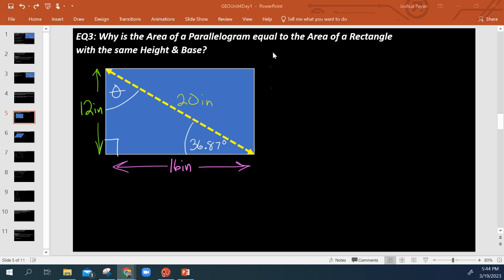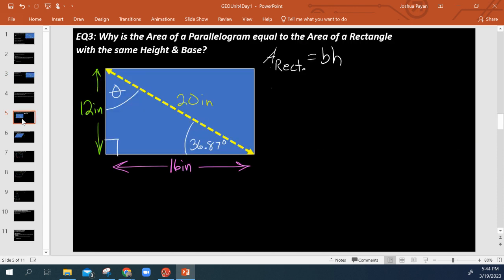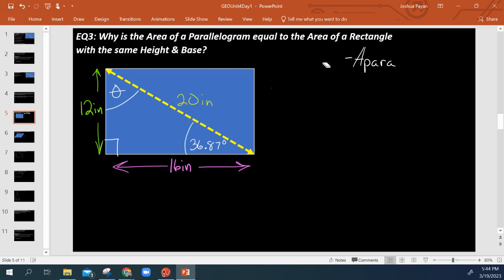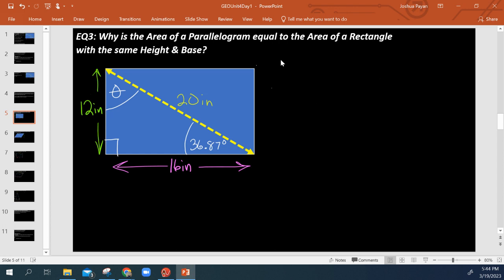But we're going to answer the question: why is it true to say that the area of a rectangle, which we know is base times height from the example we did back here, is going to be the exact same thing as the area of a parallelogram? It turns out there's two ways to look at it. We're going to look at it mathematically, but also just logically.